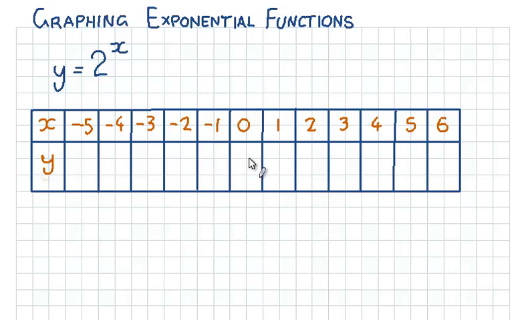We'll start here at x equals 0, 2 to the power of 0. Anything to the power of 0 is 1, so that has to be 1. If we take a value of x equals 1, 2 to the power of 1, anything to the power of 1 is itself, so 2 to the power of 1 is 2. Now 2 squared is 4. 2 cubed is 8. 2 to the power of 4 is 16. 2 to the power of 5 is 32. And 2 to the power of 6 is 64.